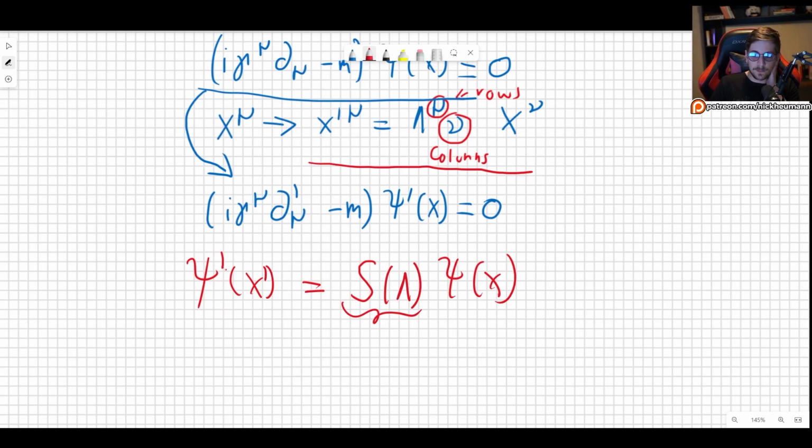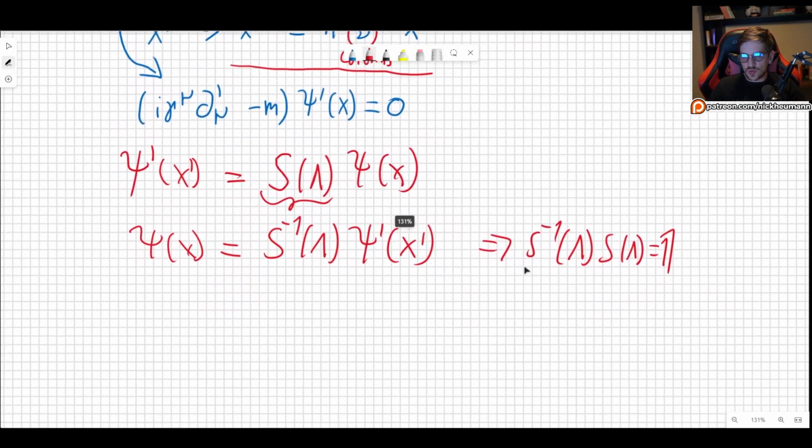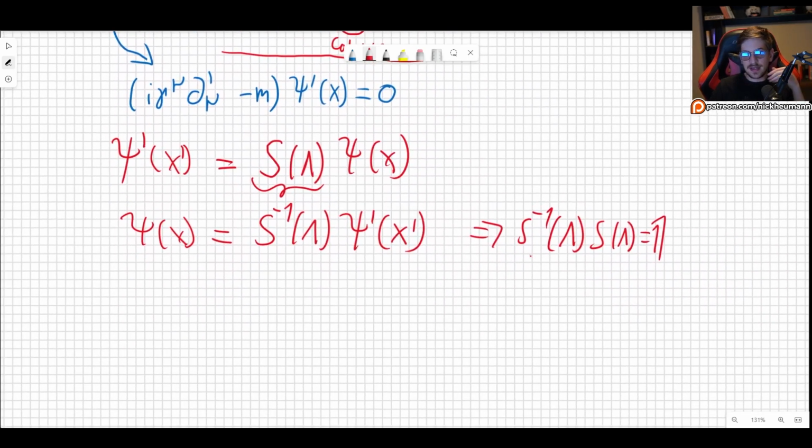And how can we go back, for example, from psi' to psi? Well, in that case, we simply have to apply the inverse, right? So S^-1(Lambda) on psi'(x'). So here, of course, we are assuming that S^-1(Lambda) S(Lambda) will be 1, or in this case, the identity. Okay. So that is what we want to find.